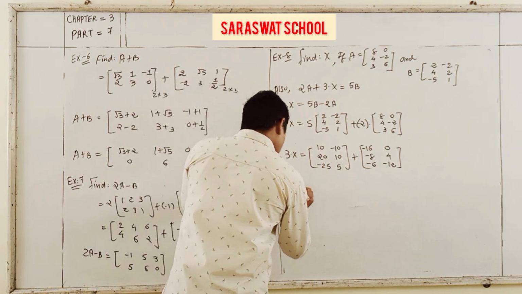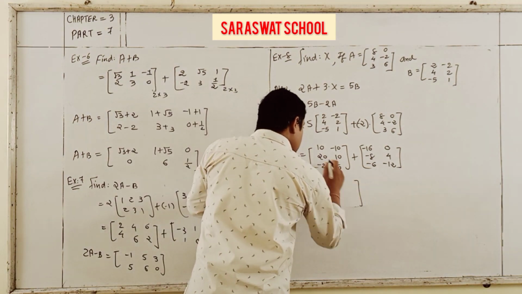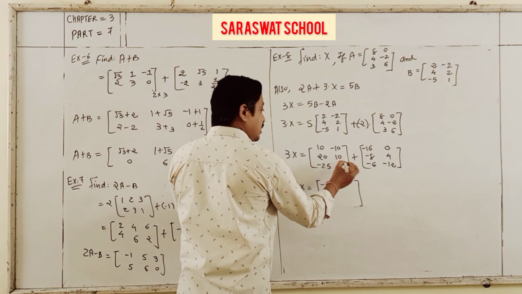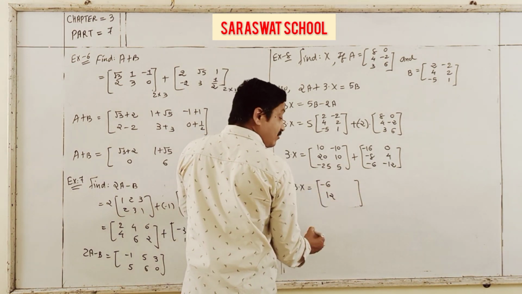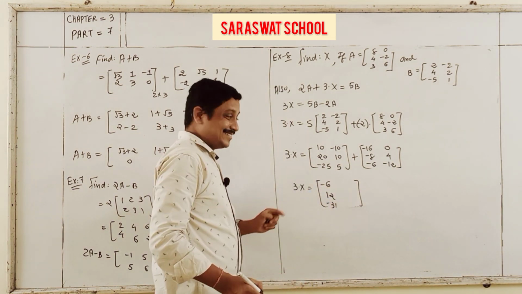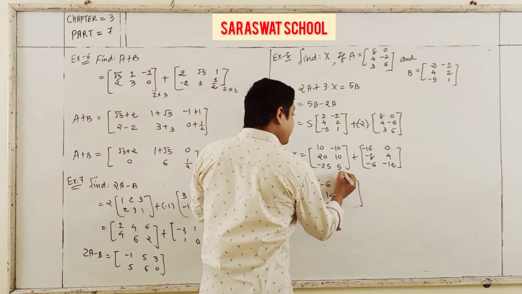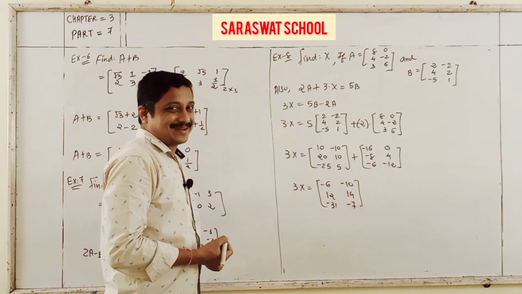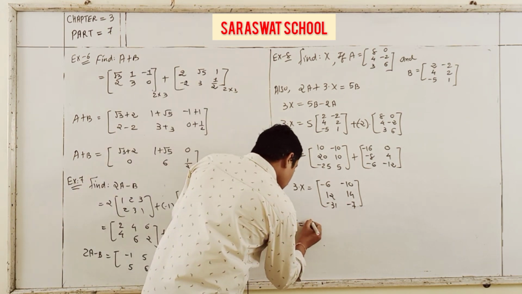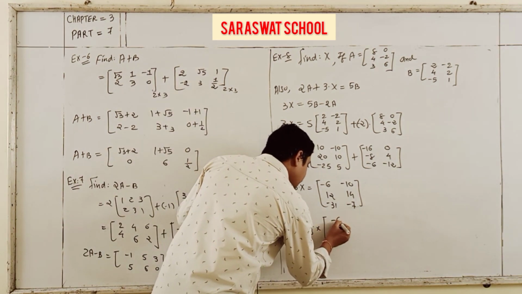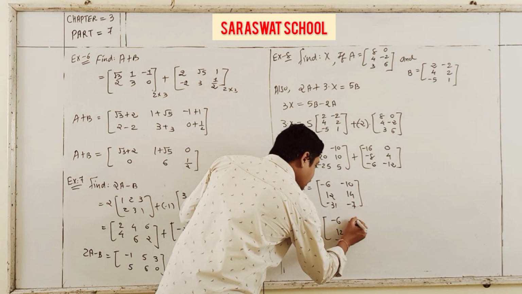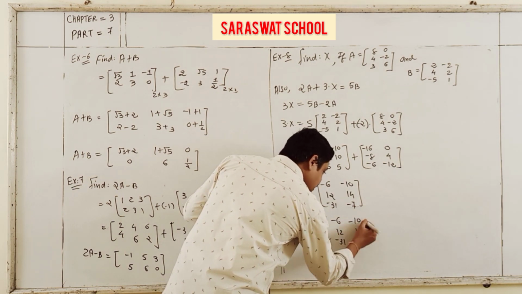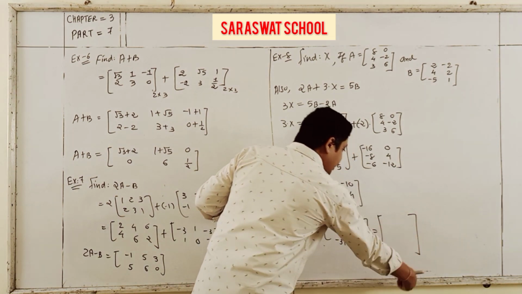Finally you will get 10 minus 16 minus 6, 20 minus 8 is 12, minus 25 minus 6 is minus 31, minus 10 plus 0 is minus 10, here 14 and here minus 7. So X is one by 3 times the matrix minus 6, 12, minus 31, minus 10, 14 and minus 7. So your data is over here.